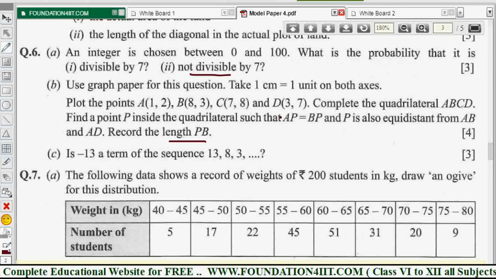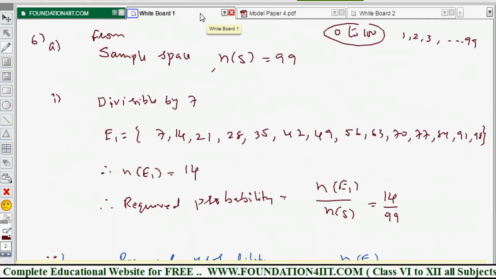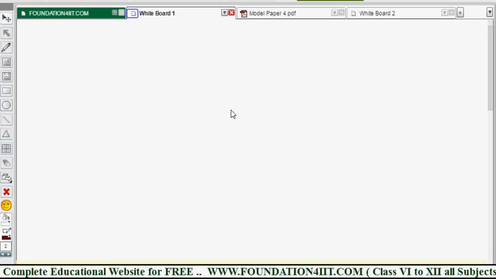Right, and the next one is a question from progression. Is minus 13 a term of the sequence 13, 8, 3, and so on? So the numbers are decreasing. You should check whether minus 13 is in that sequence or not. So we use the progression formula.